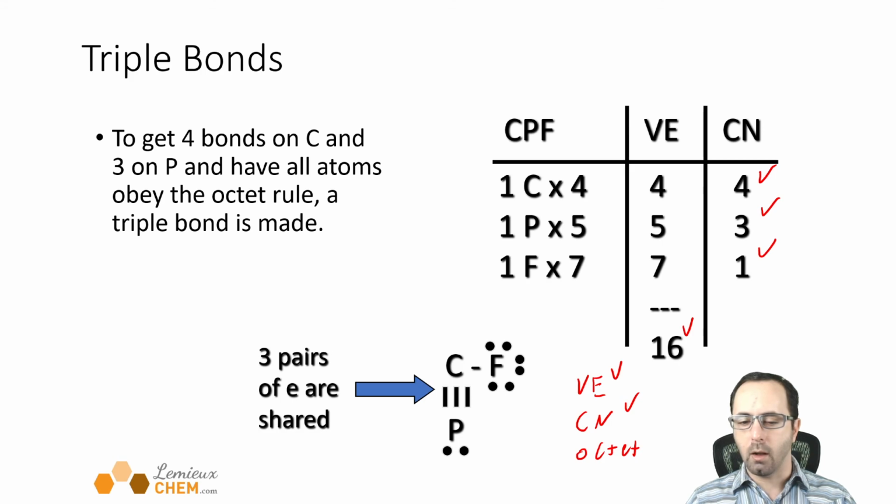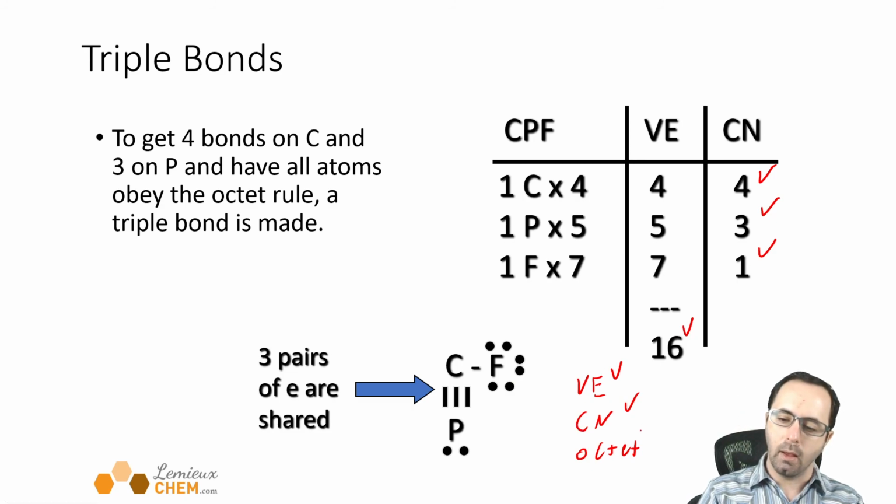Finally, does everyone have an octet? Phosphorus has 2, 4, 6, 8 electrons around it. 6 in these 3 bonds and 2 more. Phosphorus has an octet. For carbon, it has 2, 4, 6, 8 electrons around it. 6 electrons in the triple bond and 2 electrons in this bond right here. So 8. Fluorine has 2, 4, 6, 8 electrons around it. 2 in this bond and 6 more in the lone pair. So 8 altogether, and so it has an octet.